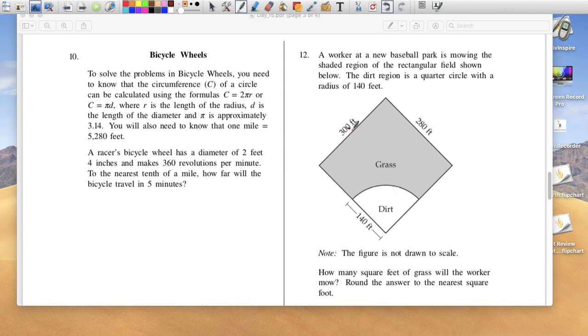It's 300, which means this whole side is 300, and this whole side is 280. So let's find the area of this diamond. The area of the diamond is 280 times 300. And then we get the area of the whole thing here.